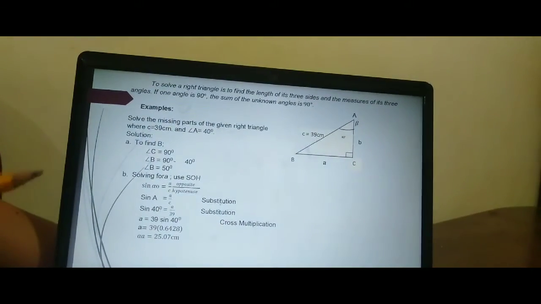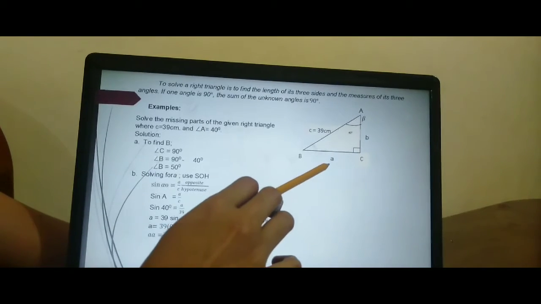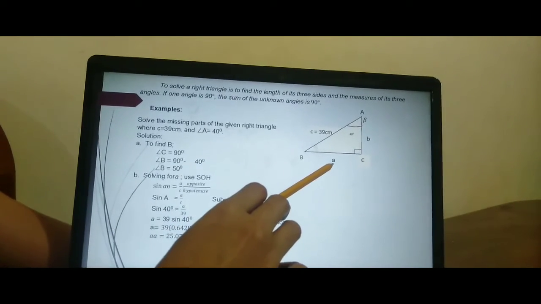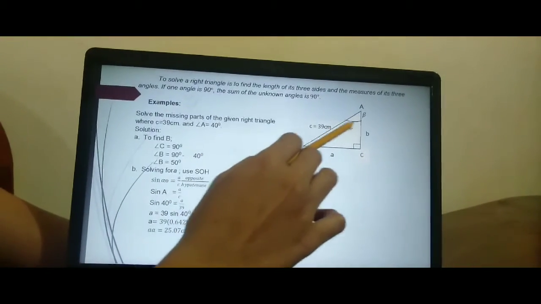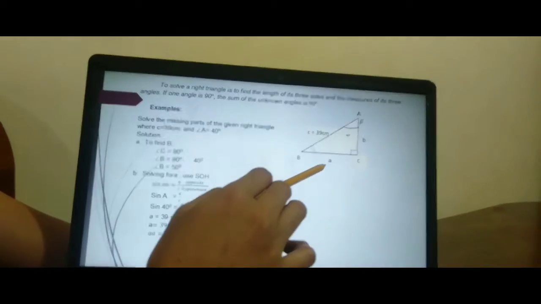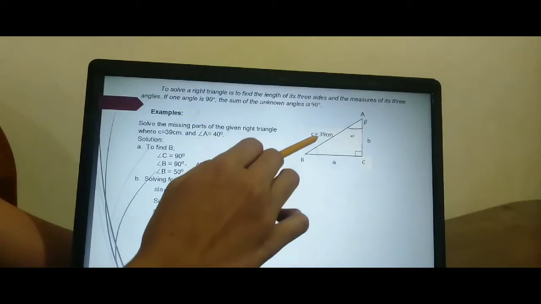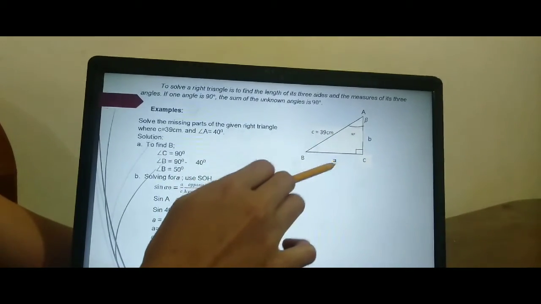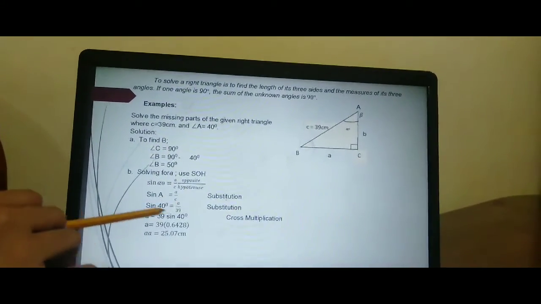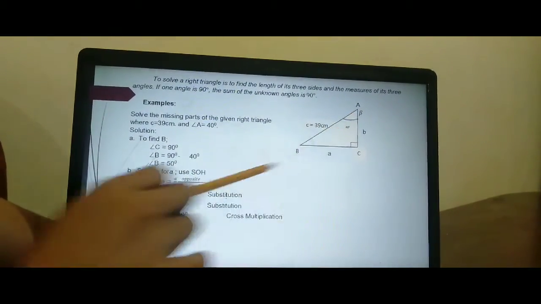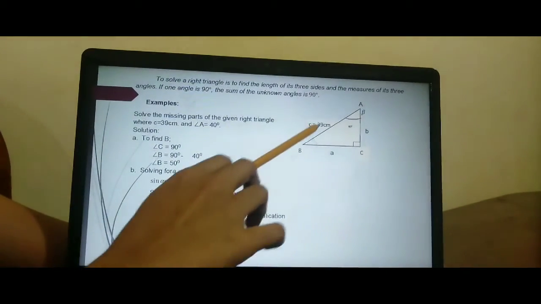Solving for side A. So, we will use sine. Why? Because we already know the measure of hypotenuse. Then ang ato ang with respect ni sa angle nga given. So if we will use A, so this is our opposite. Then this is our hypotenuse. So makuha si A kung pilay measure. Sin A is equal to A over C. So sin 40 degrees, with respect to the given angle, equals A over 39 centimeters.